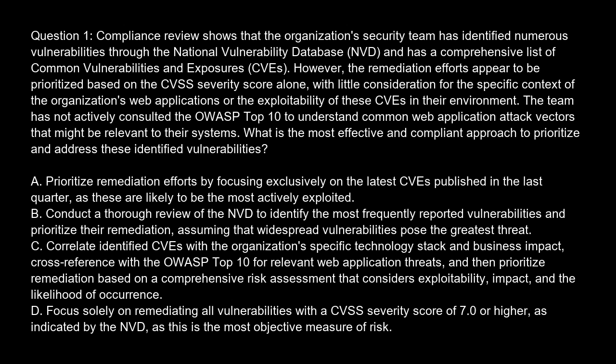Option B. Conduct a thorough review of the NVD to identify the most frequently reported vulnerabilities and prioritize their remediation, assuming that widespread vulnerabilities pose the greatest threat. Option C. Correlate identified CVEs with the organization's specific technology stack and business impact. Cross-reference with the OWASP Top 10 for relevant web application threats, and then prioritize remediation based on a comprehensive risk assessment that considers exploitability, impact, and the likelihood of occurrence. Option D. Focus solely on remediating all vulnerabilities with a CVSS severity score of 7.0 or higher, as indicated by the NVD, as this is the most objective measure of risk.